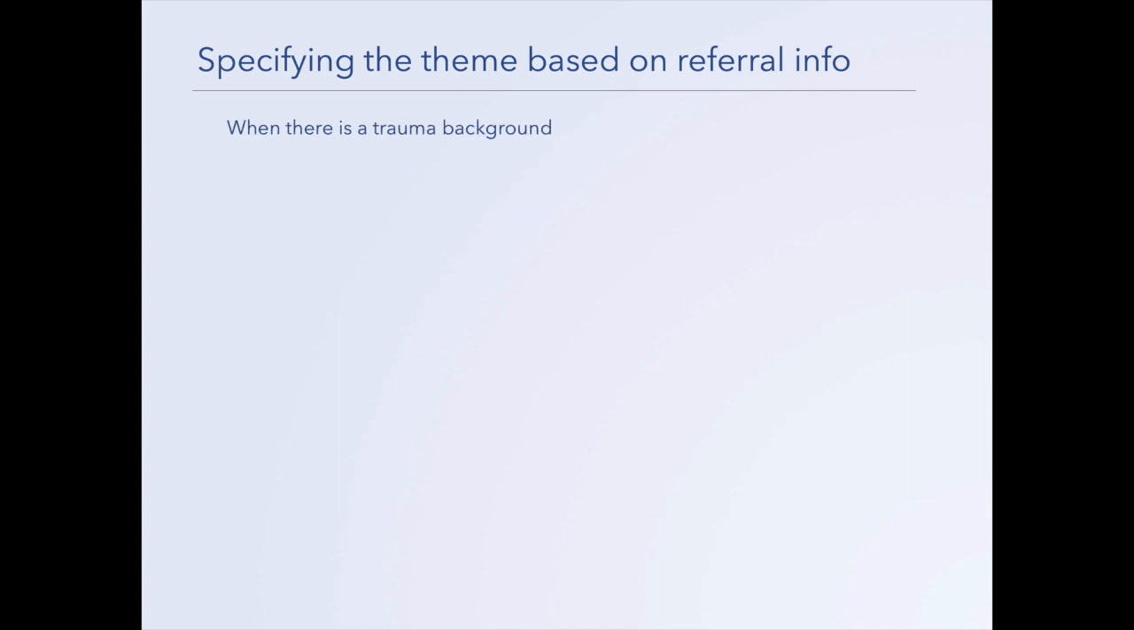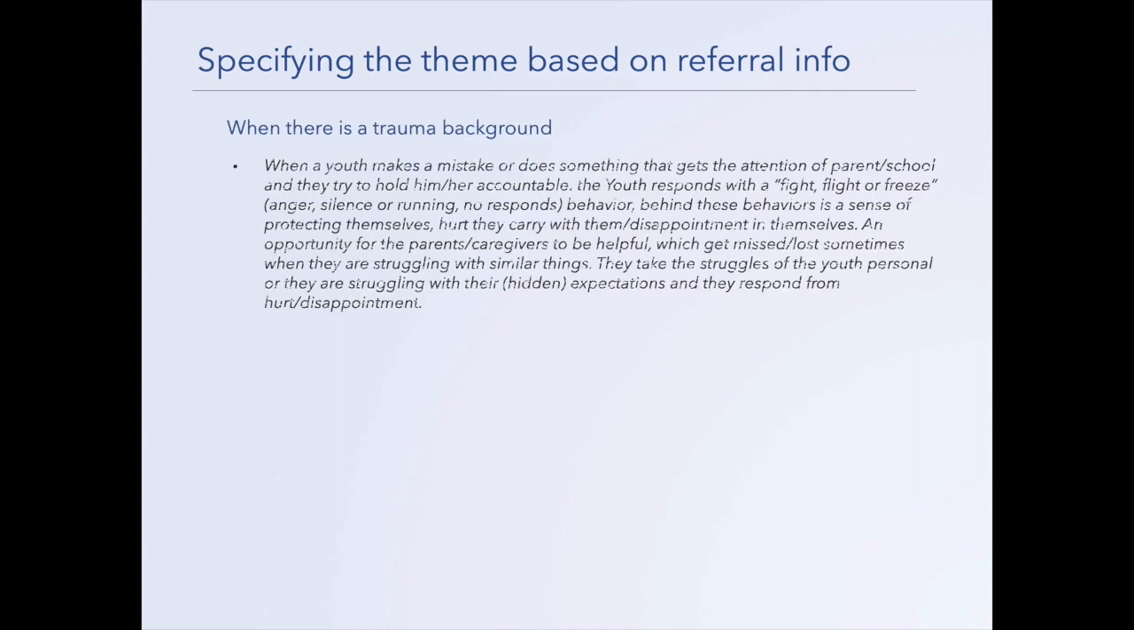So for example, in a family where you see in the intake there's been a significant trauma background, you may use this. When someone makes a mistake, like a youth, that's really a fight or flight response. And the difficulty here is that people around the traumatized person take those individual struggles personally, and they feel hurt and they feel like their expectations are not being met.